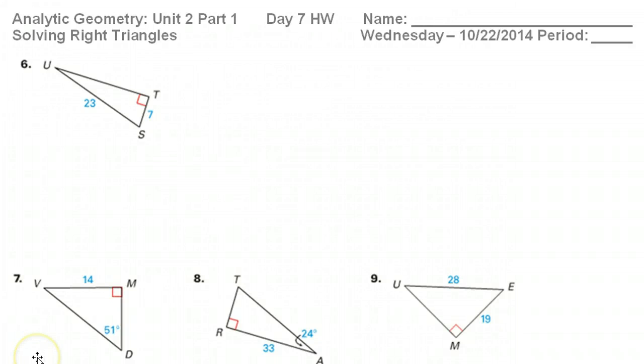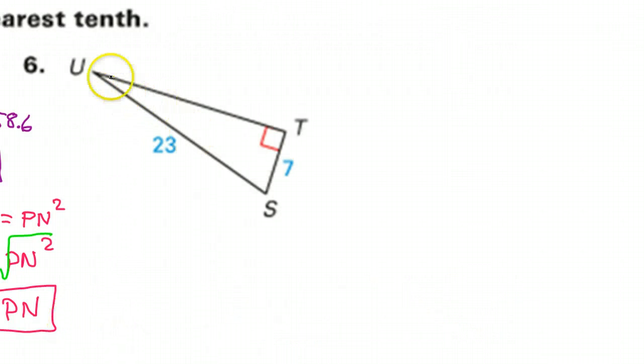Alright, in this video we will continue our practice of solving right triangles, finding all the unknown sides and angles. Let's pick up with number 6. In number 6 we're not given any of these angles, so we're going to have to solve for these angles. Now when you're looking for the angles, you know you're going to wind up using inverse trig functions. So let's just pick an angle and go for it.